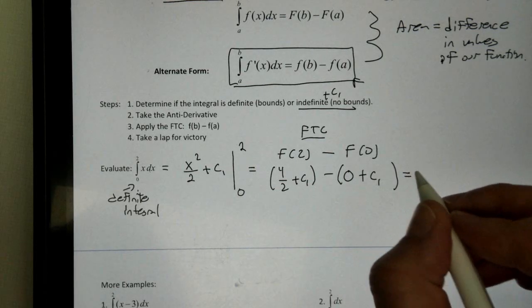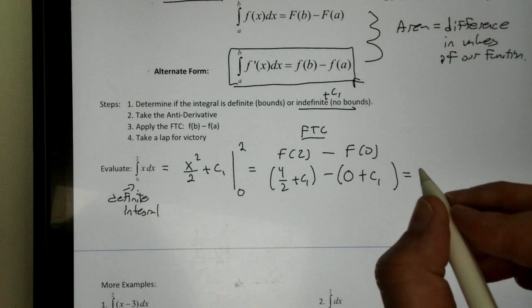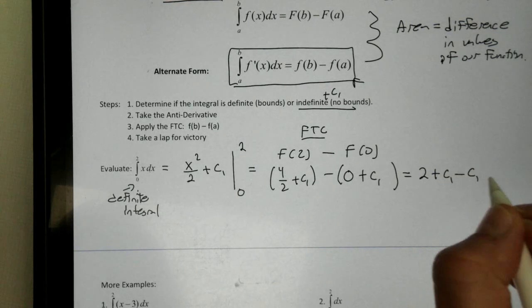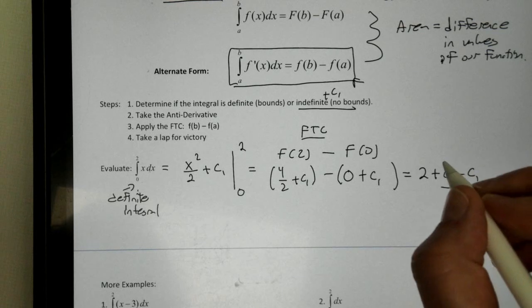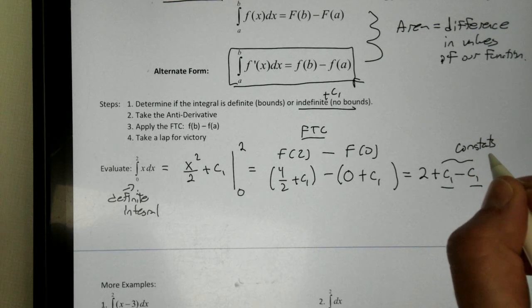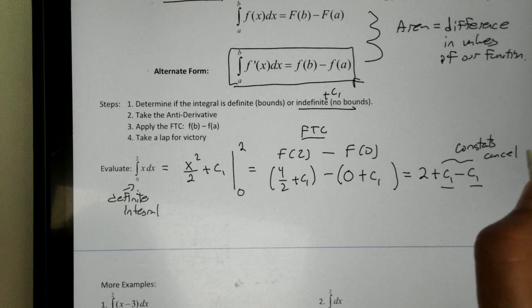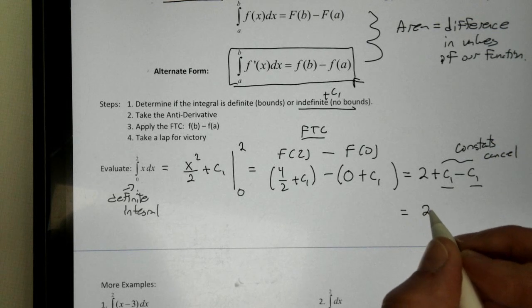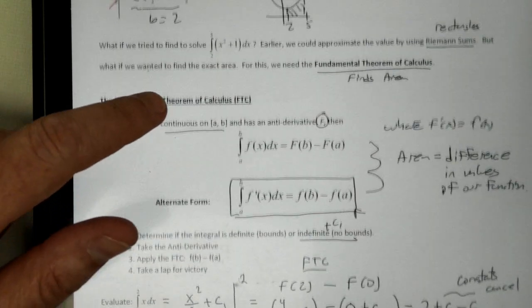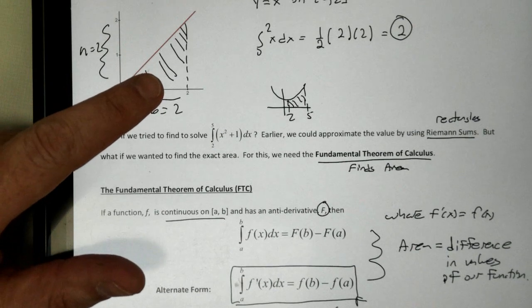So let's evaluate. Let's see what happens here. I'm going to get 2 plus C1 minus C1. Notice the constants will cancel, and they will always cancel, which is going to give us the answer of 2, which is exactly what we had up here when we just used the formula.